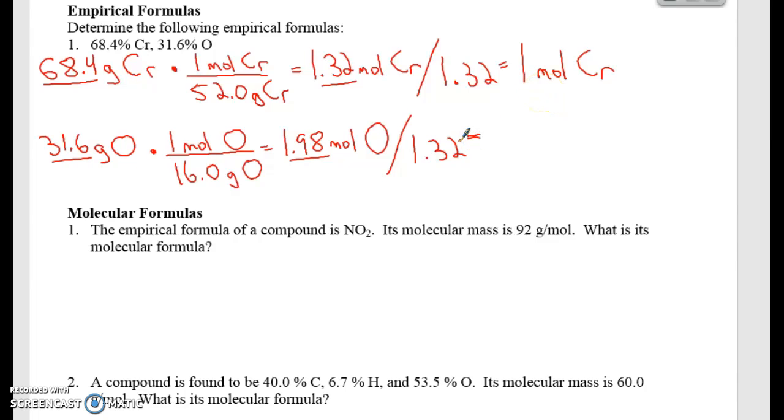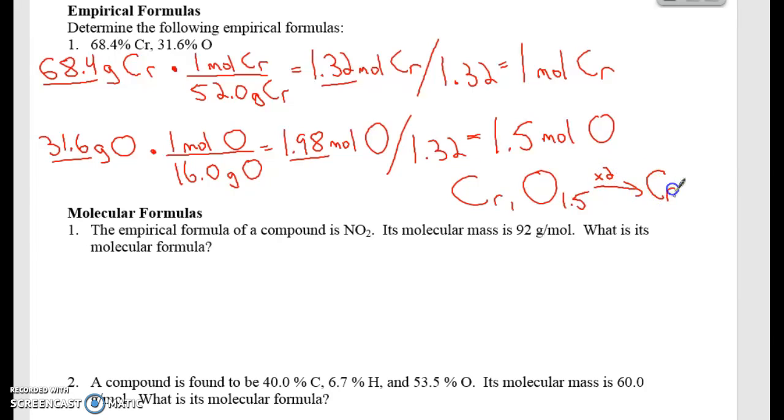Now in this case, when you do 1.98 divided by 1.32, that gives you 1.5. Now that should seem kind of odd because we also don't want to write Cr, and I'll write a 1 there just for now, and oxygen 1.5. We want these to be small whole numbers. Now, it's easy to take something that ends in a half and make it a whole number. What you do is multiply by 2, and that becomes Cr2O3. And that is the smallest whole number ratio for this. So that is the empirical formula.